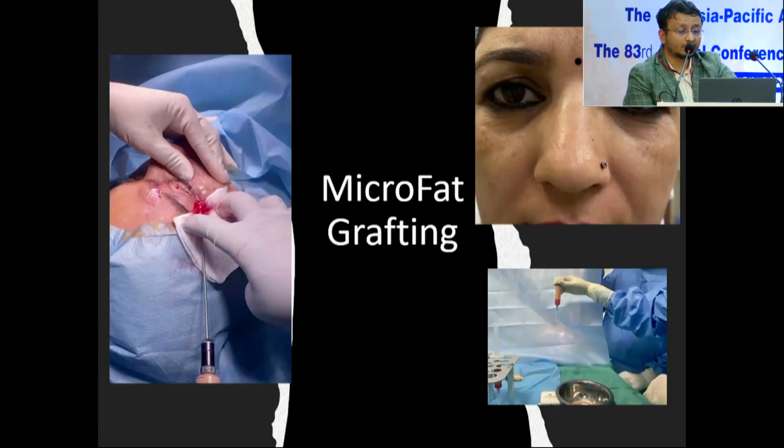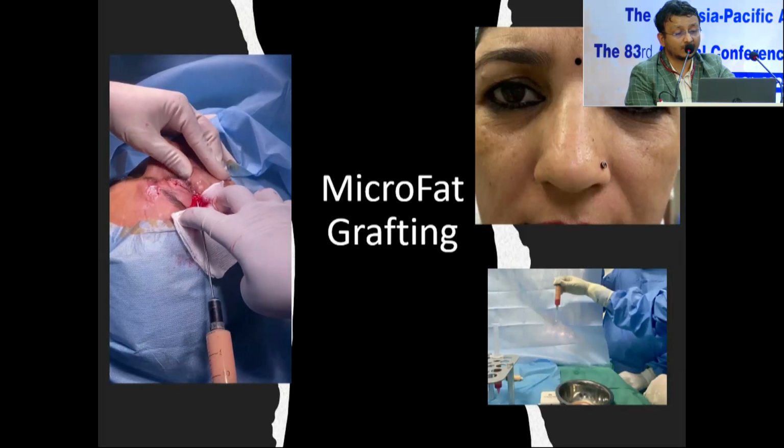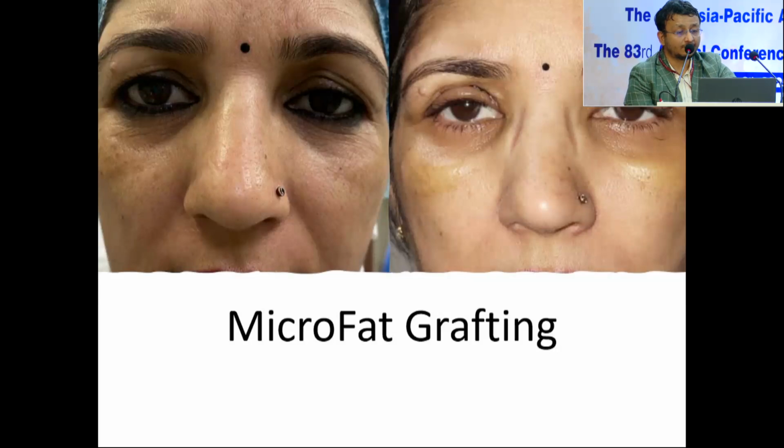Some patients might also require adjuvant therapies in the form of microfat grafting while you're doing a blepharoplasty, to fill up the hollowness that is present in the pupil area. This is a patient at 1 month follow-up.